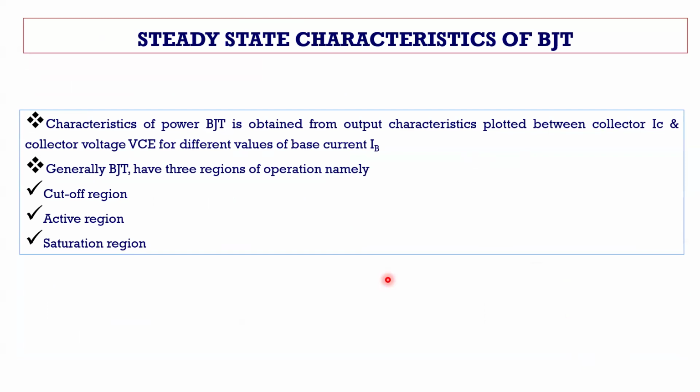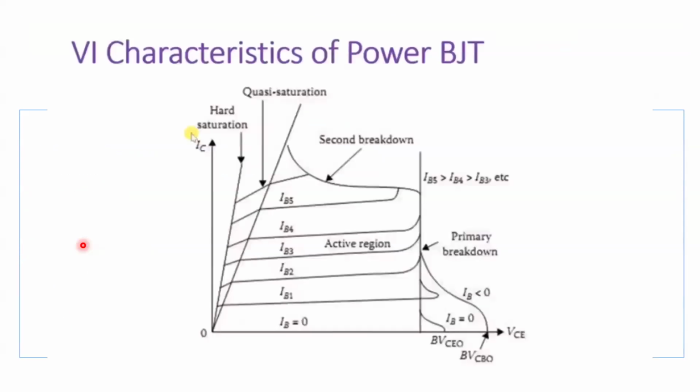So how should the characteristics be? A normal BJT has three regions. Here there are normally three regions, but the saturation region is split into two, the quasi-saturation region and the hard saturation region, based on the mode of operation. So see this, there are four regions: hard saturation, quasi saturation, then based on your doping, based on your biasing.